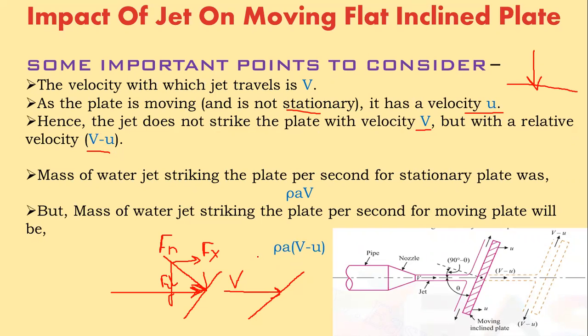Here also we took two components of velocity. One was the velocity normal to the direction of the force, and this was the other velocity. This angle was theta. So this is V sin theta, and this is V cos theta.